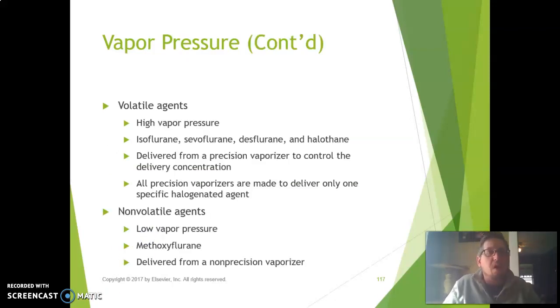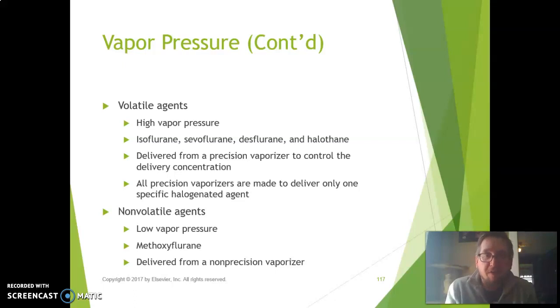Okay, so generally speaking, you have to understand that these are very volatile agents, and not only that, they are flammable. So we really need to make sure that we understand that. They are under high vapor pressure in a vaporizer. Isoflurane and sevoflurane are the ones that we're going to use most in veterinary medicine. Don't worry about desflurane and halothane.